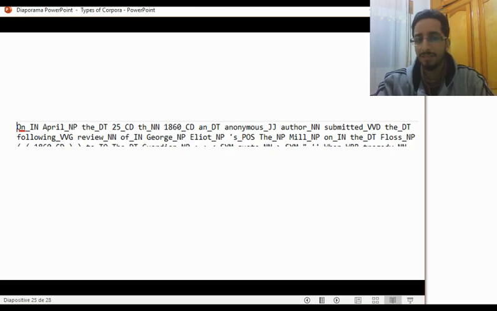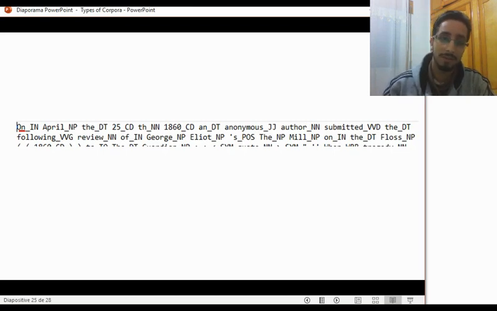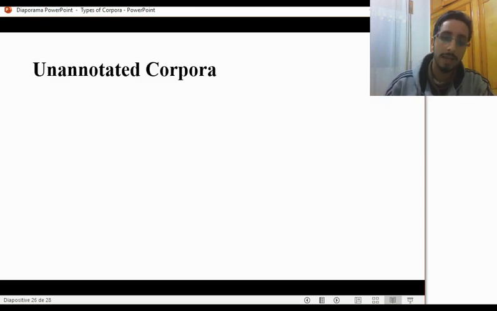But yeah, with practice, you eventually will remember these POS tags. So it's not really something extraordinary. But yeah, I think it's really interesting, and it will serve your research purposes if, again, you're interested in parts of speech. Now, on the other hand, we have unannotated corpora.